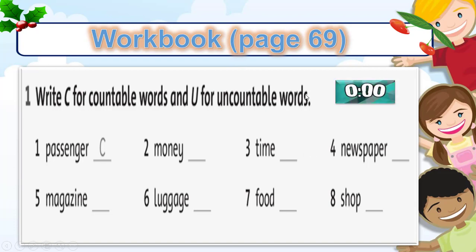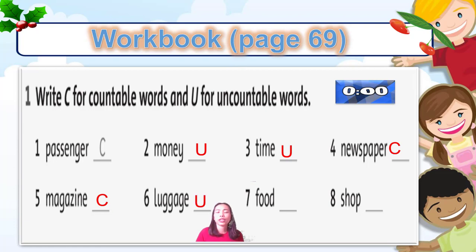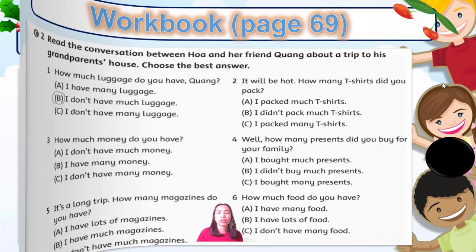Time's up. So, number 1, passenger is countable. So, we use C. How about number 2? Yes. Number 3, uncountable word. Number 4, it's a countable word. Number 5, C. Number 6, U. 7, U. And number 8, C. Okay, thank you. Next one.